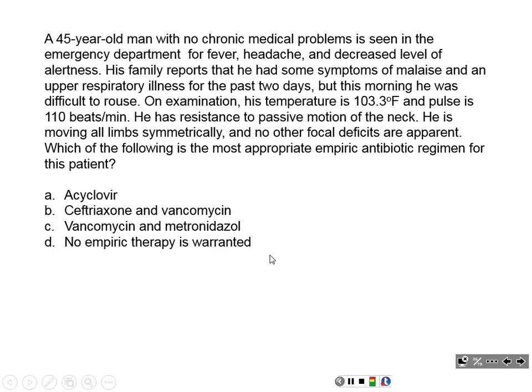On examination, his temperature is a fever and his pulse is really high. He has resistance to passive motion in the neck, so that sounds like meningitis. He's moving all limbs symmetrically, so that seems like he doesn't have focal neural deficits. And no other focal deficits are apparent. So which empiric antibiotic regimen do you guys want to give?